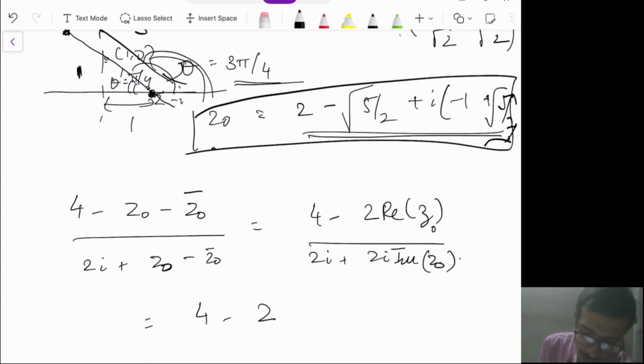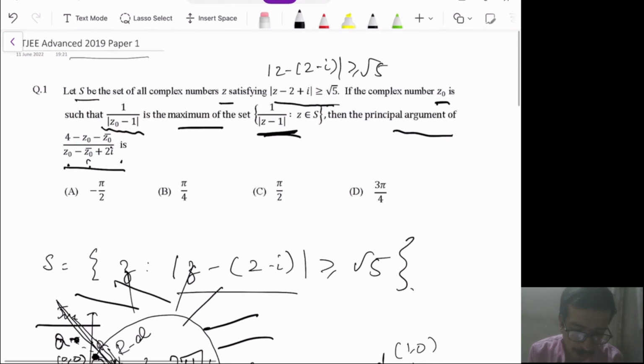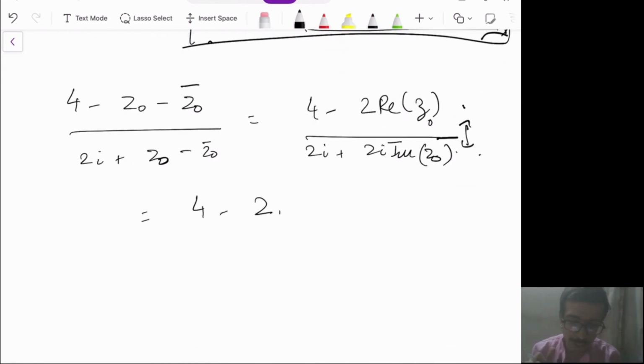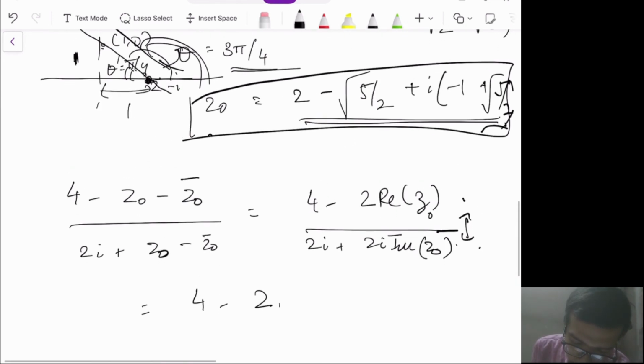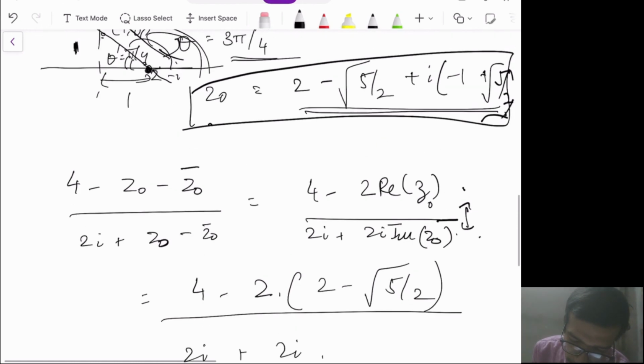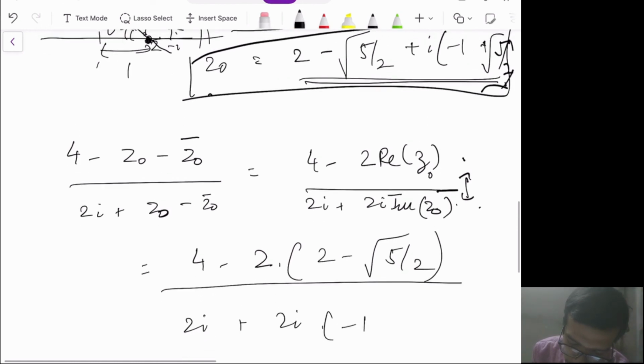You can check that the numerator is purely real and the denominator is purely imaginary. So we are going to have a phase of either plus pi by 2 or minus pi by 2, and both of these are options here. But in order to determine which it is, we need to check whether it's iota times some positive value or negative value. So let's see. The real part of z0 which we have computed is 2 minus square root 5 by 2, and in the denominator we have the imaginary part, which is minus 1 plus square root of 5 over 2.